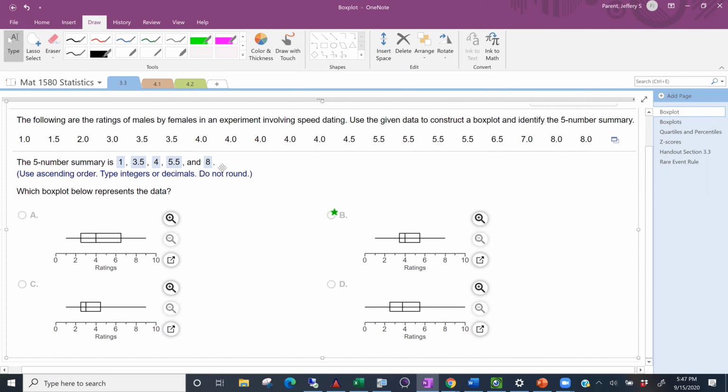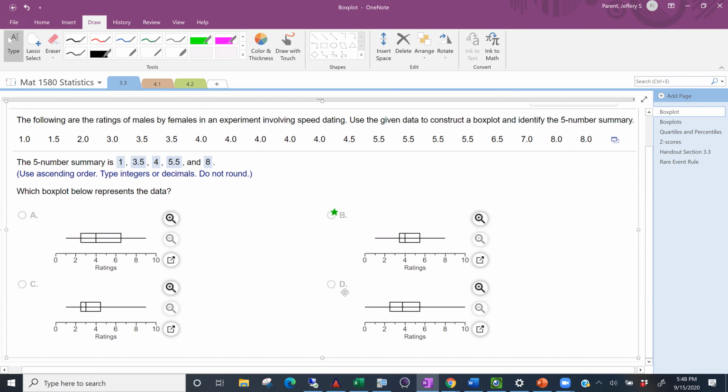Let's figure out ones that we can eliminate based on this 5-number summary. Which ones can I eliminate from this choice and why? D. D, good. Why D? Because the maximum and the minimum are way too far. Good. So the maximum goes up to 10, the minimum goes to 0, and that's outside of our data here. So cool, we can eliminate D.